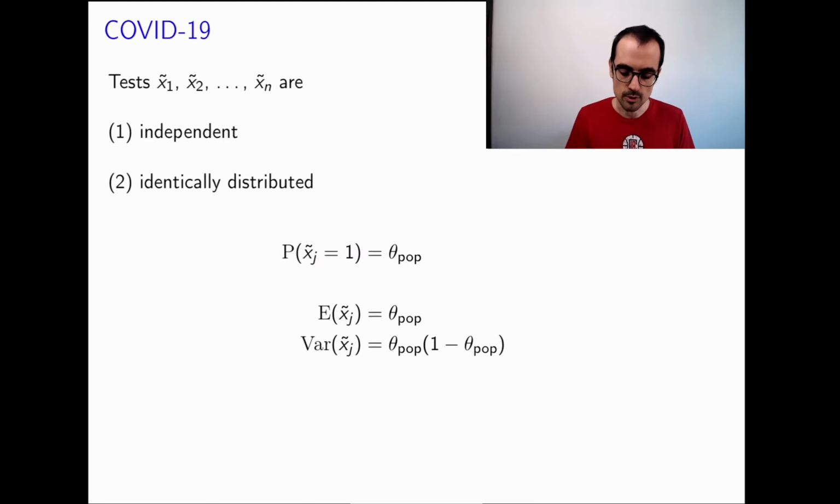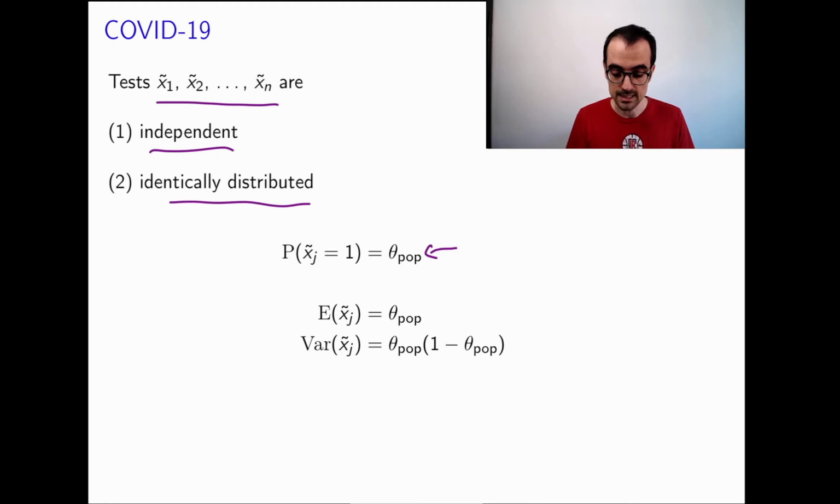We have already seen that the tests that we take are independent and identically distributed. They're essentially a Bernoulli random variable. We saw this in a previous video, where the probability of picking someone that has COVID-19 is just equal to the proportion of people with COVID-19 in the population.